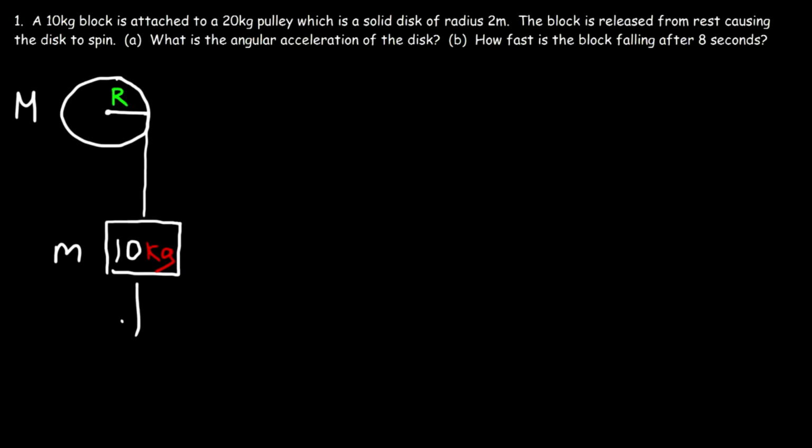Now the block experiences a downward weight force of mg, and there's an upward tension force that slows down the descent of the block. And that tension force also causes the disc to spin in the clockwise direction. So with this information, how can we use it to calculate the angular acceleration? Now I'm going to describe T as being Ft, so that's the tension force, so I don't confuse that with torque.